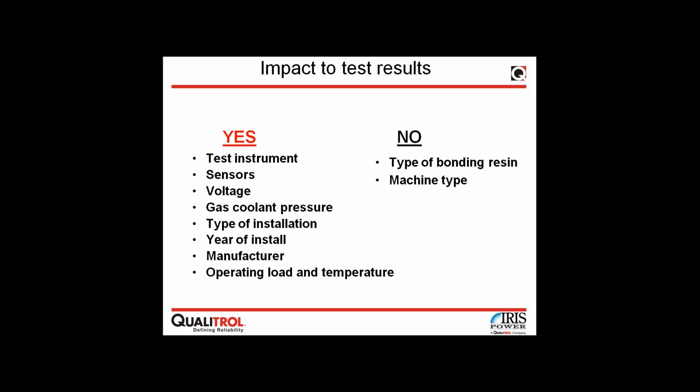IRIS came to the conclusion that certain elements of the system are important and some are not so important. So in preparation of our database or statistical analysis of results, we do separate the type of the instrument, the type of the sensor. We separate machines based on their nominal operational voltage. If it is a hydrogen cooled machine like turbo machines, then there will be gas coolant pressure information, type of installation, and so on. What we found is not really relevant for the data distribution we have is the type of the bonding resin. So there are different styles of the insulation material used in the last 100 years, and machine type, meaning is it hydro or a turbo generator or maybe motor.